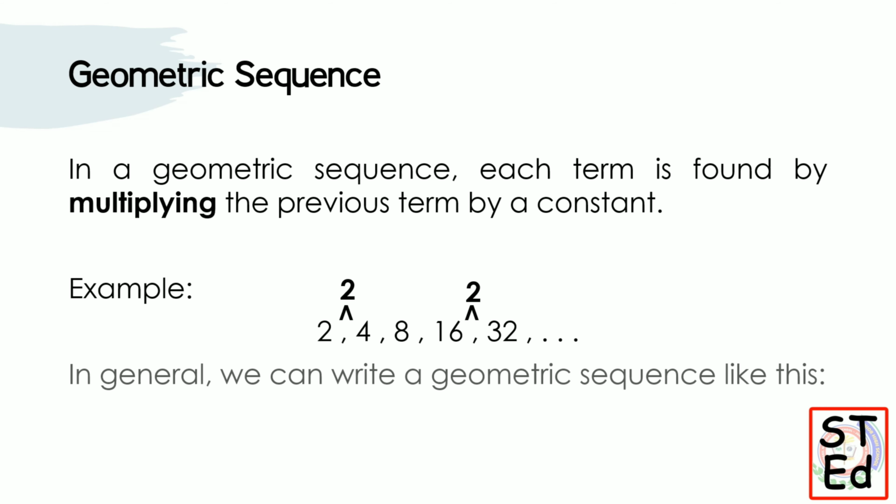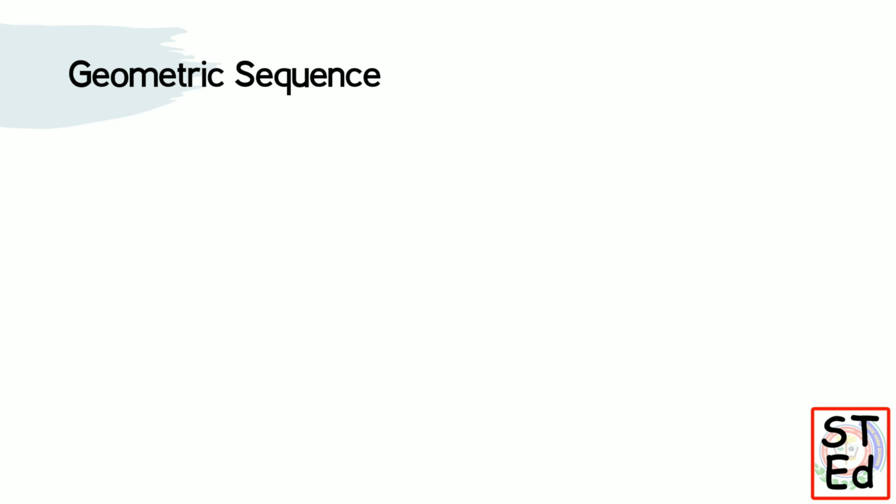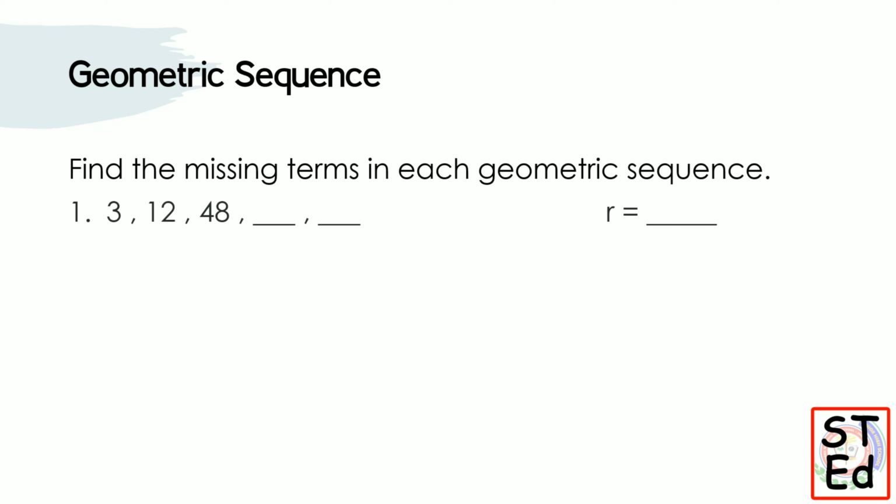In general, we can write a geometric sequence like this, where a is the first term and r is the factor between the terms, called the common ratio. Let's have a drill exercise.